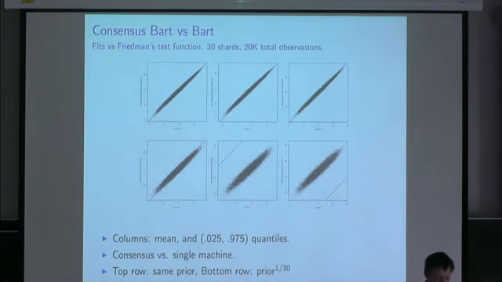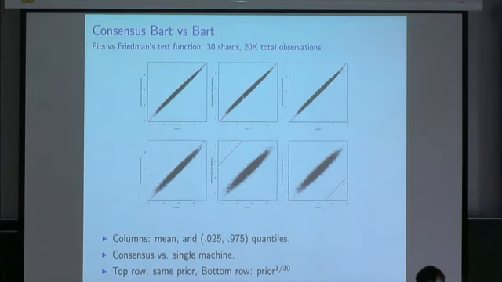This is an example that we ran. Rob McCulloch did this. Rob had a 30 core machine at his disposal, so he took the biggest data set that he could run on a single core and chopped it up into 30 shards. What's being plotted here in the top row is the single machine algorithm versus the consensus Monte Carlo algorithm for the mean and the upper.